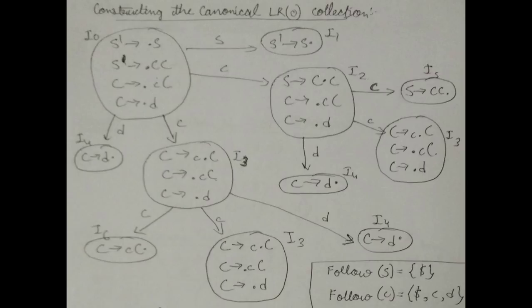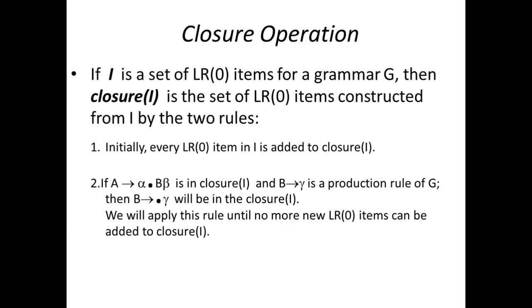Thus, the I0 will be S dash gives dot S. Now, for the first production, we see that after the dot, we have capital S. So we include all S productions into our I0 closure, because according to the algorithm, if A gives alpha dot B beta, then B gives dot gamma will be in the closure of I.